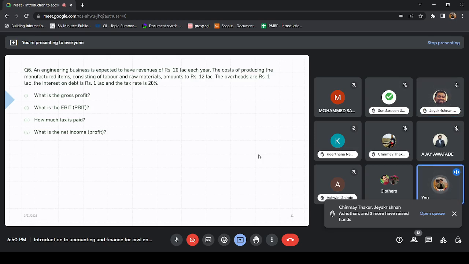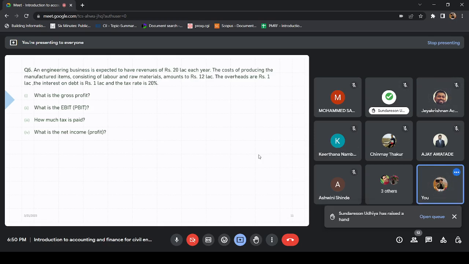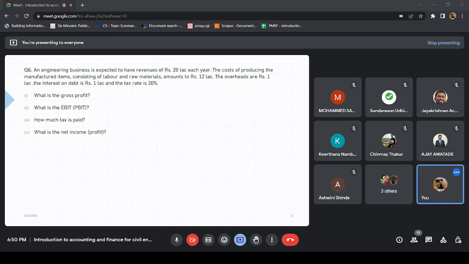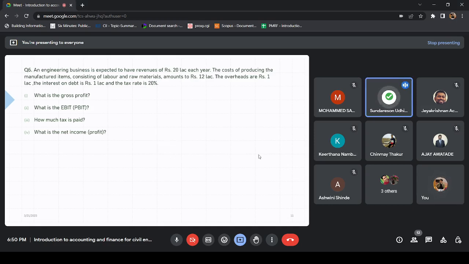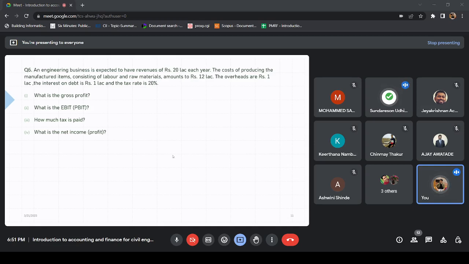Guys, thank you, but can you lower your hands? Okay, thank you. Coming to the question again, what is the gross profit? Let me start writing. 4.8 lakhs gross profit, sir. Okay, let's see if we are getting that value.